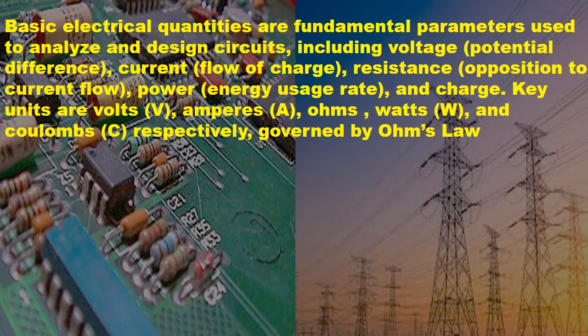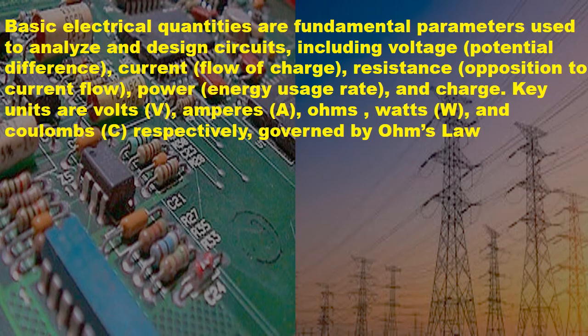We also have, from all the visual quantities, basic electrical quantities. Basic electrical quantities are fundamental parameters used to analyze and design circuits, including voltage, or sometimes they say potential difference, or PD, or sometimes they say electromotive force. Voltage is a force that pushes current, pushes electrons or charge in a circuit.